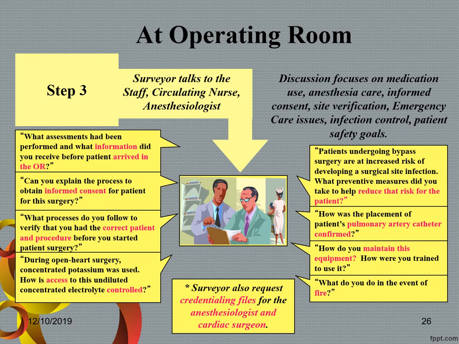6. How was the placement of the patient's pulmonary artery catheter confirmed? 7. How do you maintain this equipment? How were you trained to use it? 8. What do you do in the event of fire? Surveyors also request credentialing files for the anesthesiologist and cardiac surgeon.